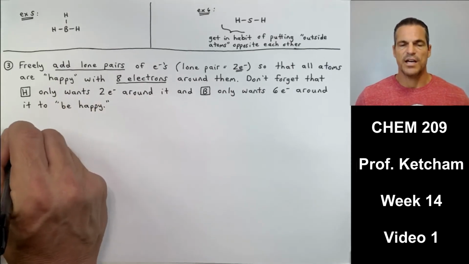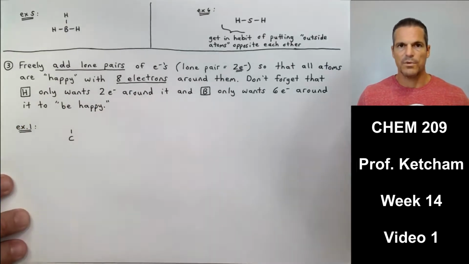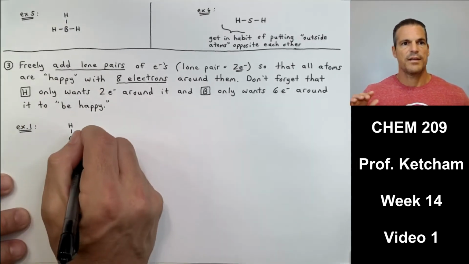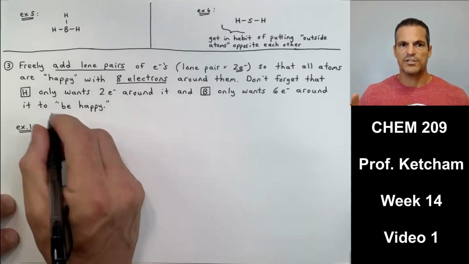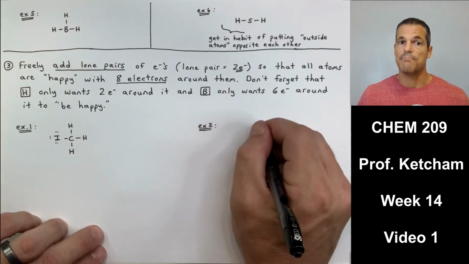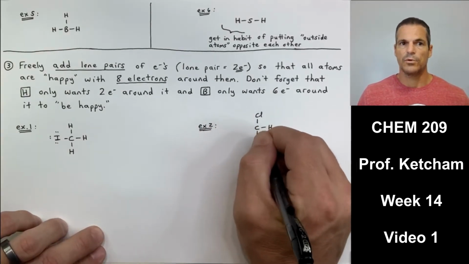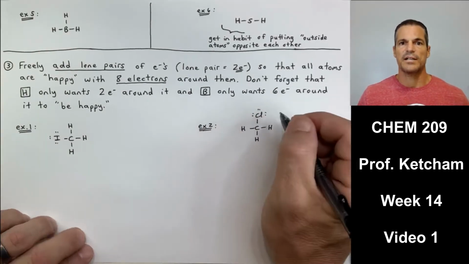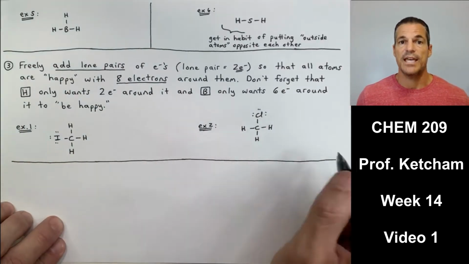Now at this point in time, we are ignoring rule number 1 and the number of valence electrons. We're just trying to make everyone happy. Then we're going to check the electron count to see if it matches rule number 1. So in rule number 3, we ignore total electrons. We just make everyone happy with 8.